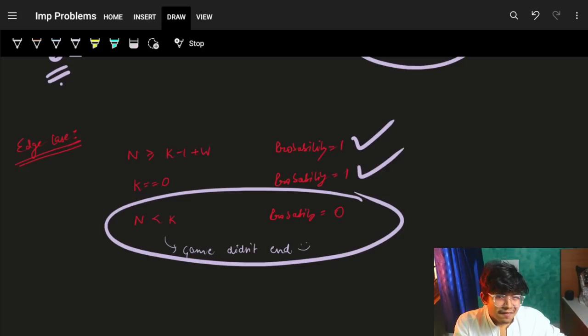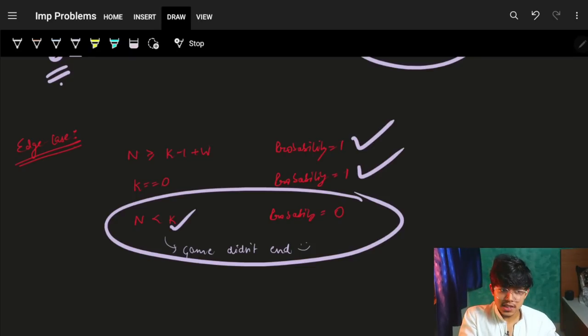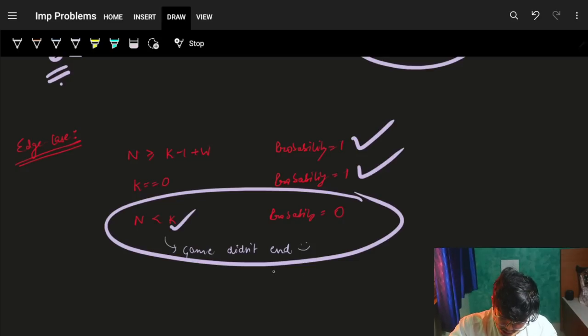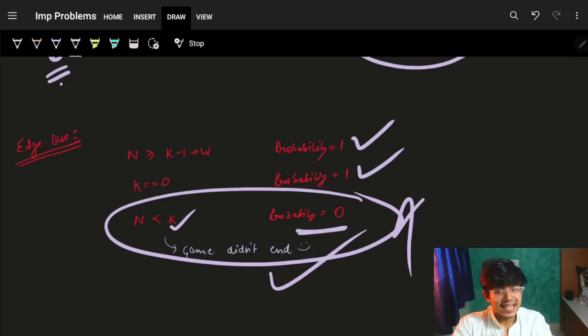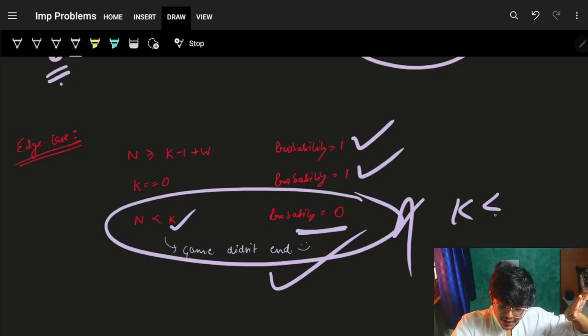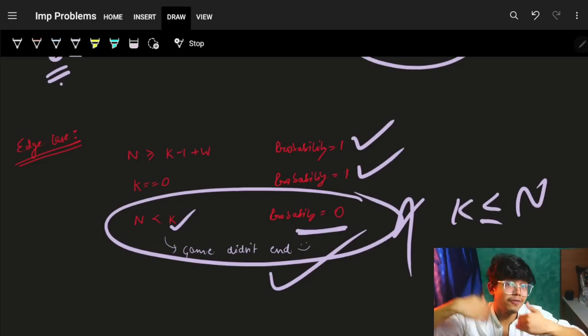But I can't find the probability unless the game ends, and the game ends at k points. If n is less than k, which means the game never ended, I can't even find the probability of that. That is the reason its probability is 0. But it is not the case ever, because k is always less than or equal to n. So it is not the case, but it is one edge case if you have your interview lined up.